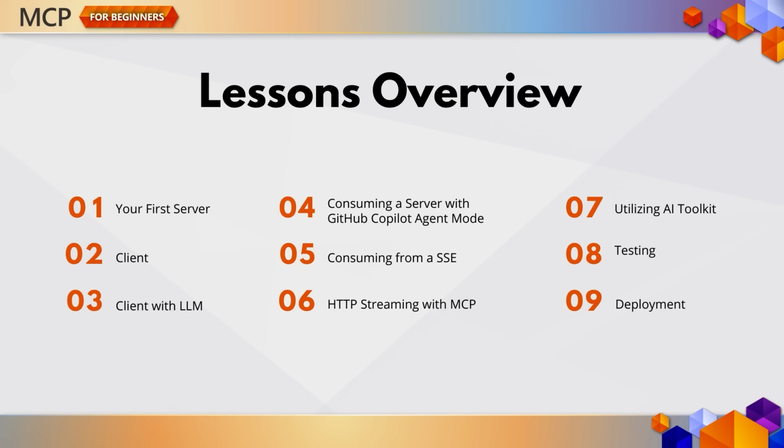You'll learn how to run everything inside Visual Studio Code, including using GitHub Copilot's agent mode. Then we'll introduce streaming with the server sent events, followed by HTTP streaming, which is perfect for scalable real-time apps. You'll also explore the AI Toolkit for Visual Studio Code to test it and iterate quickly. And of course, we'll show you how to test everything thoroughly. Finally, you'll deploy your MCP solution, either locally or in the cloud.